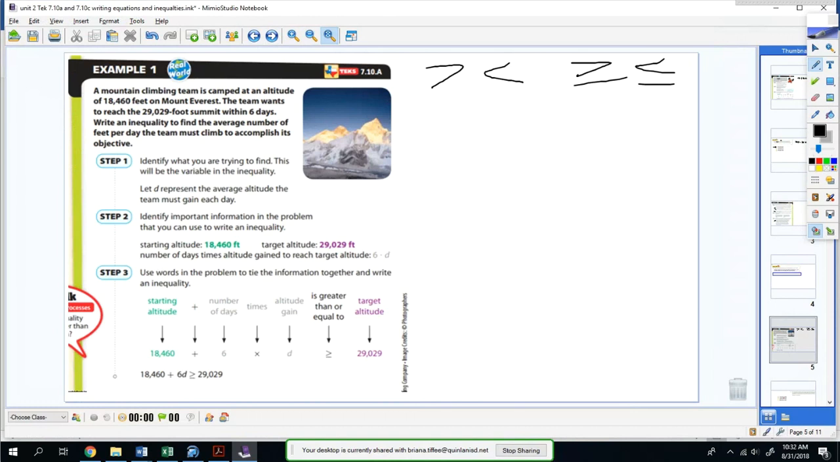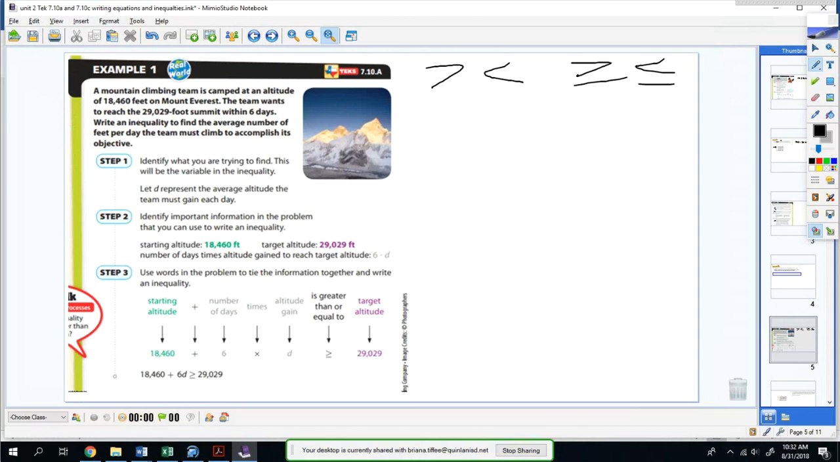A mountain climbing team is camped at an altitude of 18,460 feet on Mount Everest. The team wants to reach the 29,029 foot summit within 6 days. So what you're going to do is write an inequality to find the average number of feet per day.